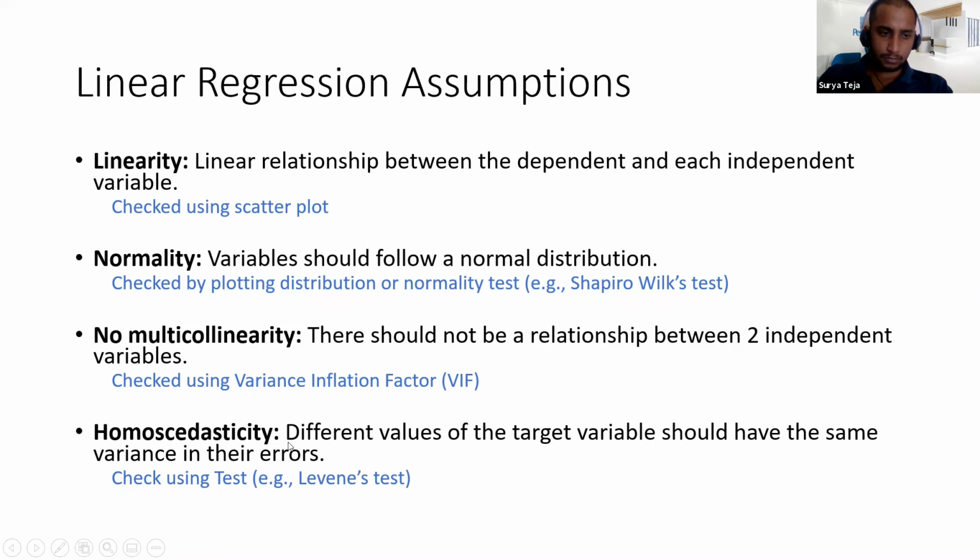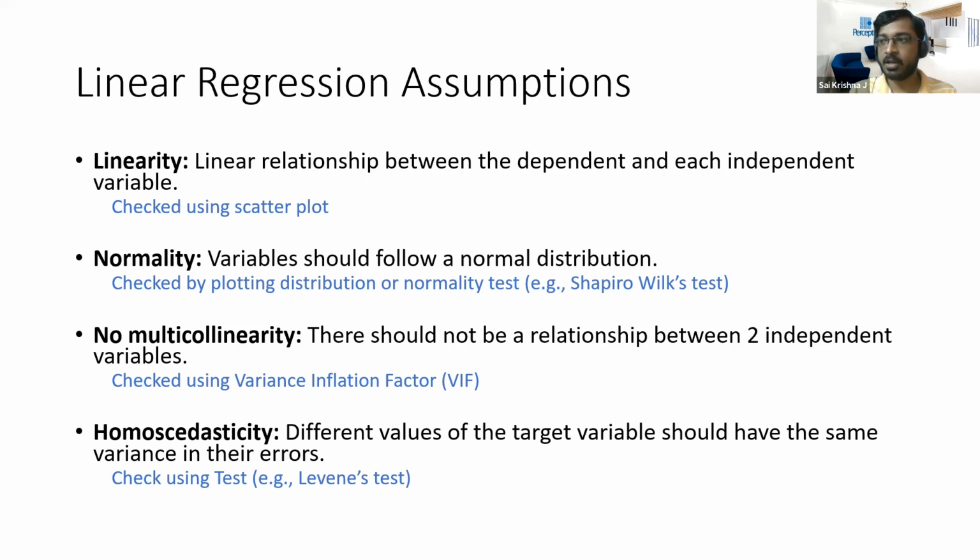And then the next assumption is something called homoscedasticity. This is where we say the different values of the target variable should have the same variance in their errors. So what do I mean by this? For example, let's say you are predicting the expenditure based on the income, and let's say there are two groups in your data. You have a high income group and a low income group. The errors that you get after your prediction should be the same for both the high income group as well as the low income group.